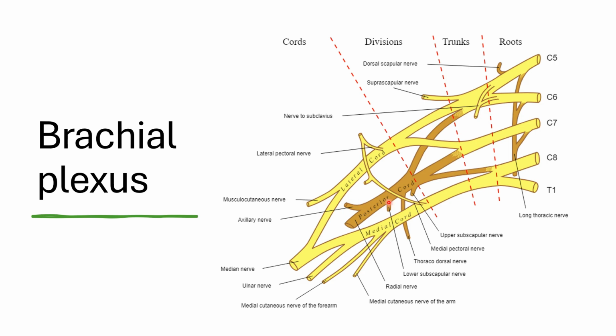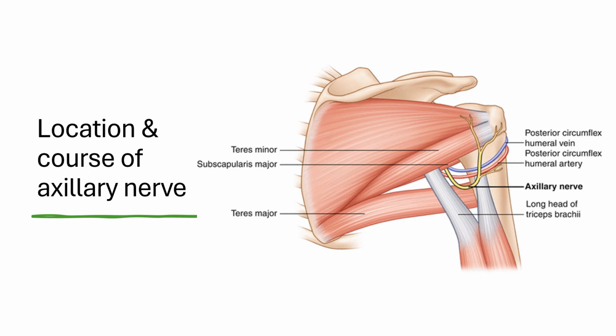Axillary nerve is the branch of the posterior cord of the brachial plexus which is formed by the posterior divisions of upper, middle and the lower trunks. Once it is formed, it runs backwards on the subscapularis muscle to pass through the quadrangular space along with the posterior circumflex humeral artery.